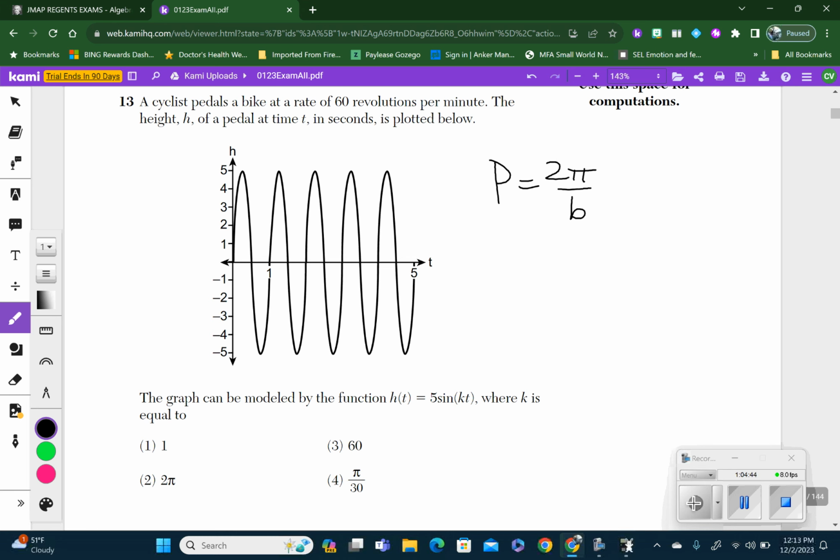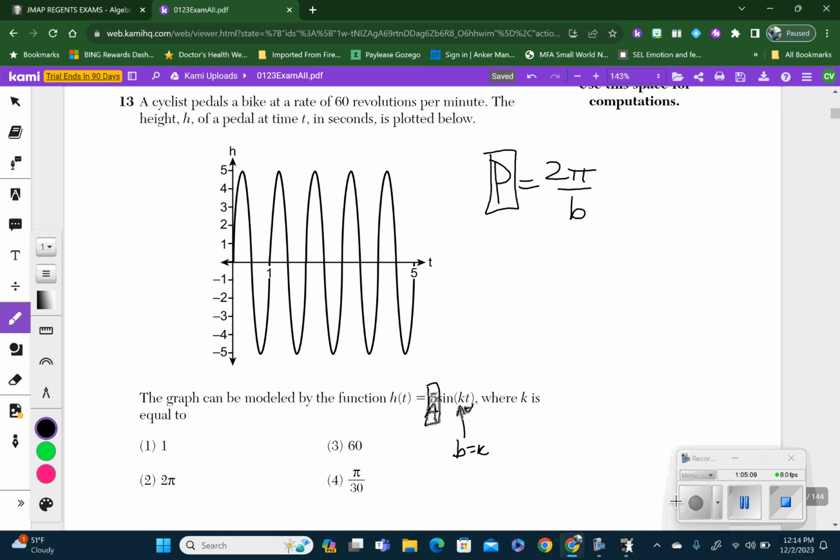And so it says, all right, so for this question, here's your A, the amplitude. We kind of did this last time. So A is 5, and it's always the absolute value. The B is a number that's in front of the variable. So B here in this case is K. And now let's talk about what this P means.